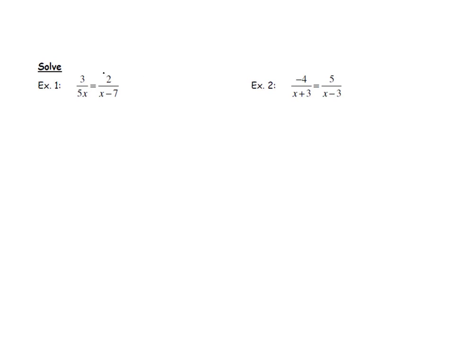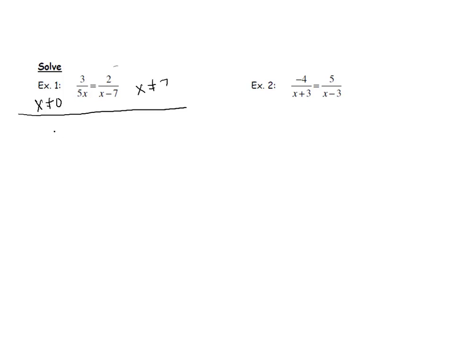Alright, so what we're going to do here is we're going to cross multiply. But before we get going, okay, what would make this entire denominator 0? So 5 times what equals 0? So x cannot be 0. And over here, what minus 7 would end up being 0? So x should not be 7. So those are our restrictions.